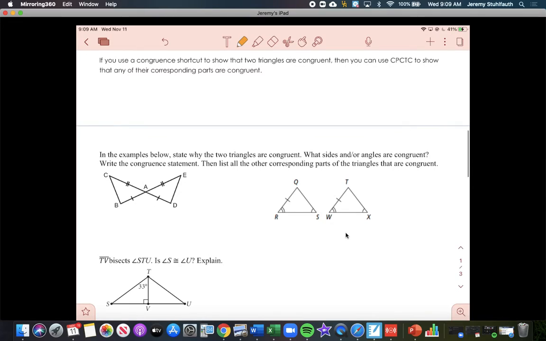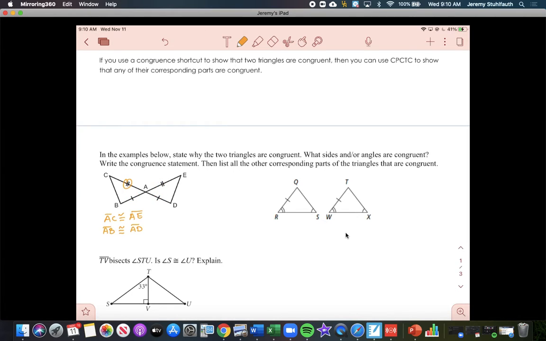If we have these two triangles, CBA and EDC, first of all we need to figure out: are these two triangles congruent? So let's take a look at what we know. We know AC is congruent to AE. We also know that AB is congruent to AD. And we know that because you have your little congruency markings on each of those sides.